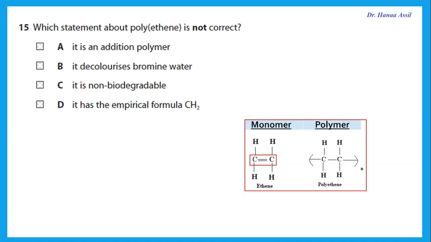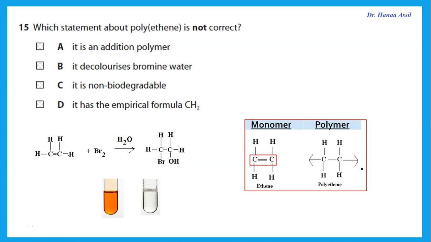Now, we're asking about polyethylene. Would polyethylene, the polymer, decolorize bromine water? Remember, decolorizing bromine water is a reaction of alkenes. So the monomer would decolorize bromine water, but the polymer would not. The alkene monomer decolorizes bromine water, changing from orange to colorless. This is the test for unsaturation, or test for a double bond, but the polymer does not have a double bond. So this is actually the wrong statement.